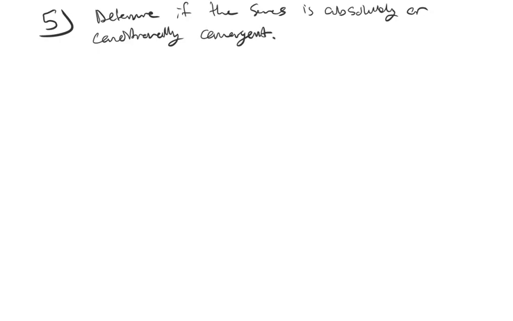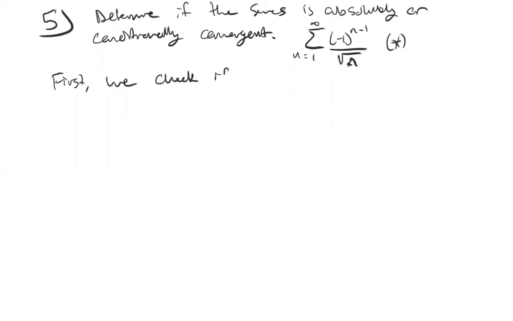Okay? So the given series is the sum from n equals 1 to infinity of (-1)^(n-1) over the square root of n. Okay? I'm going to put a star here just for easy referencing. Okay, so first we check if the series is absolutely convergent.